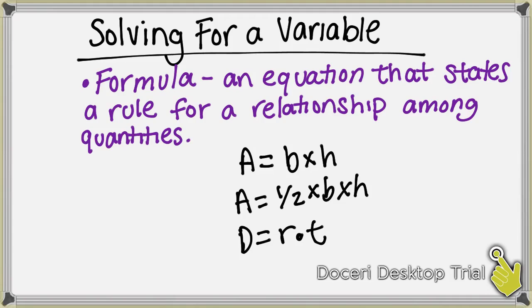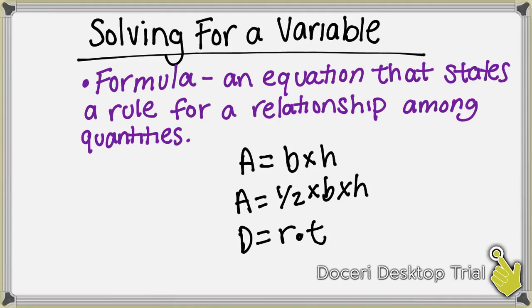So a formula is going to tell you the relationship amongst quantities. Basically, for the area one, what they're telling you is that if you multiply the base times the height, you'll get the area. So formulas tell you the relationship amongst quantities.